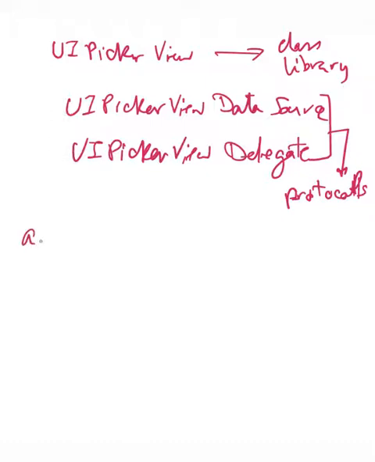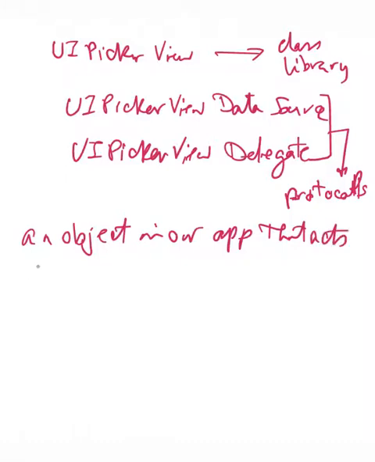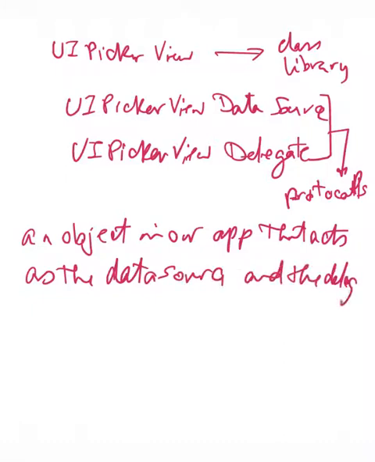We need to have an object in our app that acts as the data source and the delegate. They could be the same object or could be more. So it's up to you. You can have one object as a data source and one object as a delegate, or you can have one object doing both of them. You can use an existing object in your app already. So if your app already has an object, which is a library class or a custom class that you created, then you can use it. If not, you can make your own.